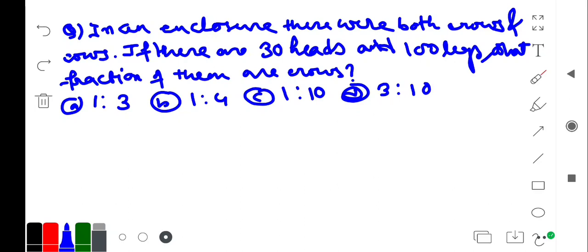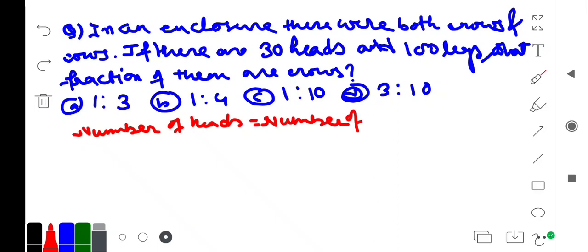Okay, suppose there must be crows and cows. There must be 30 heads and 100 legs. So what fraction of them are crows? Crows means কাক, cows means গরু. Every one has only one head; a cow has 4 legs and a crow has 2 legs. So legs are not fixed, but heads are fixed, each has one head. Total number of heads equals total number of crows plus cows.